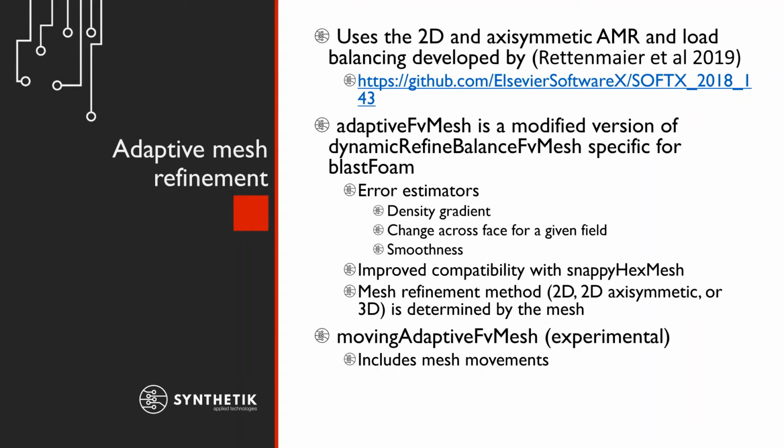And then lastly, we have moving adaptive FE mesh, which is exactly what it sounds like. It is the adaptive mesh plus mesh movements. So this is good for things like fluid structure interaction or just general moving meshes. This will be much better with the next release. There's been a fair amount of work done with this.